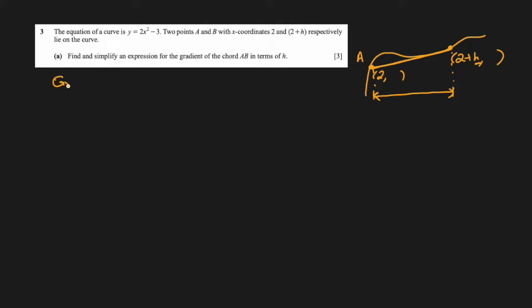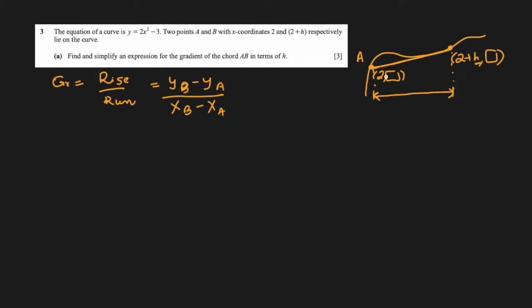The gradient is nothing but rise over run, isn't it? And rise is nothing but the difference between the y coordinate of this minus the y coordinate of this, or we can write y2 minus y1. In this case, let's write yb minus ya divided by xb minus xa. This is how we can find the gradient of the chord AB.